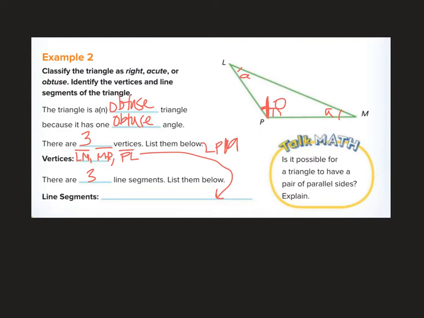Is it possible for a triangle to have a pair of parallel sides? No. You would need 4 sides in order to have 2 sides that would be parallel, because otherwise it would be open, right? If I had 2 parallel sides and I closed one, this is an open shape, which means it cannot be a polygon, which means it cannot be a triangle.